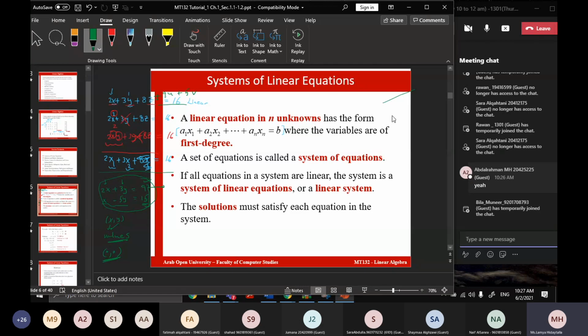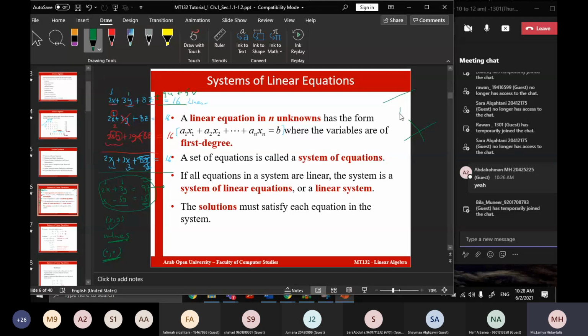For instance, this is a line, when we draw our first linear equation, we get this line. And then when we draw our second equation, we get that line. And then geometrically, if we want the solution, what is the solution?